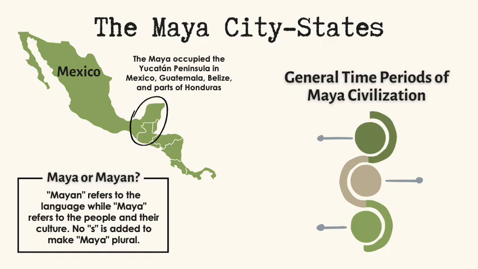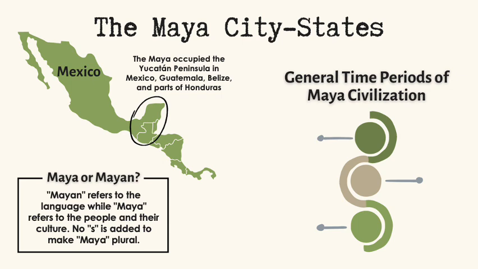So this will be a good point to start talking about the Maya and the Maya city-states. So the Maya civilization was located in the Yucatan Peninsula, which encompasses present-day southern Mexico, Guatemala, Belize, and a portion of Honduras. To avoid confusion about the use of Maya versus Mayan, let's run through the proper use of each.